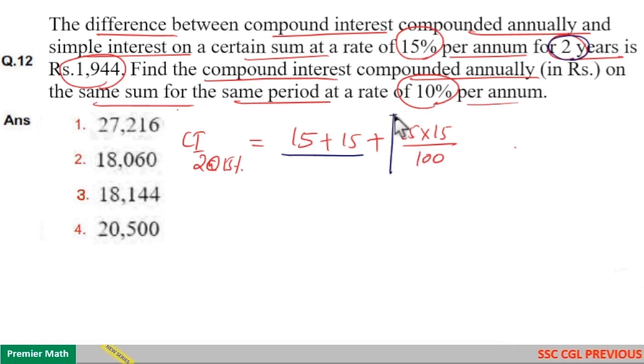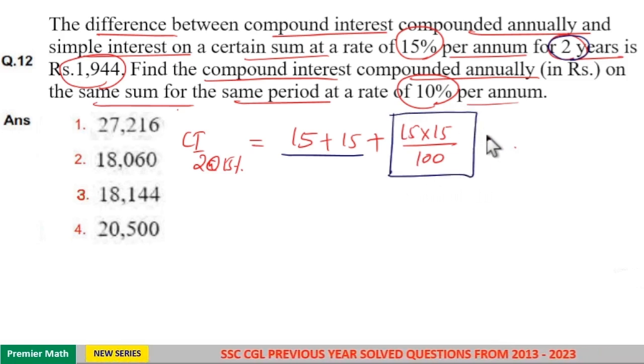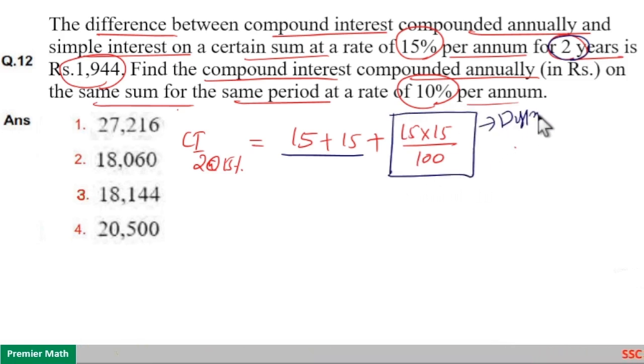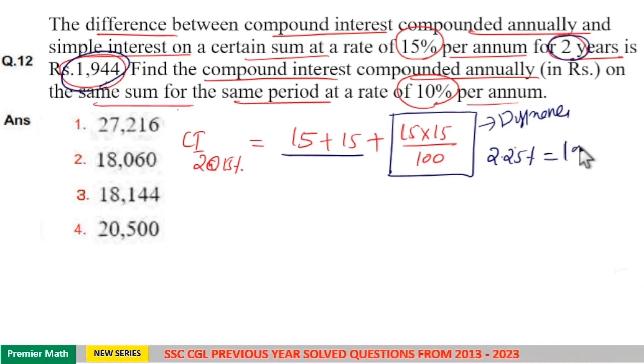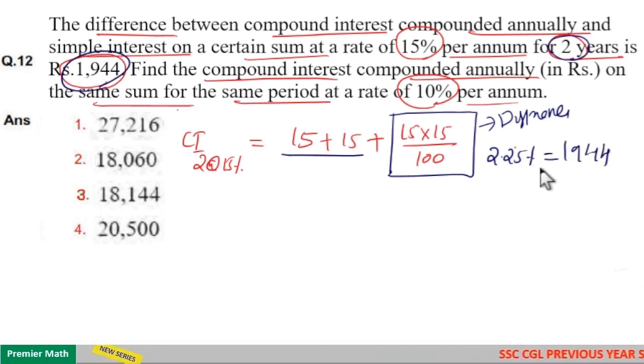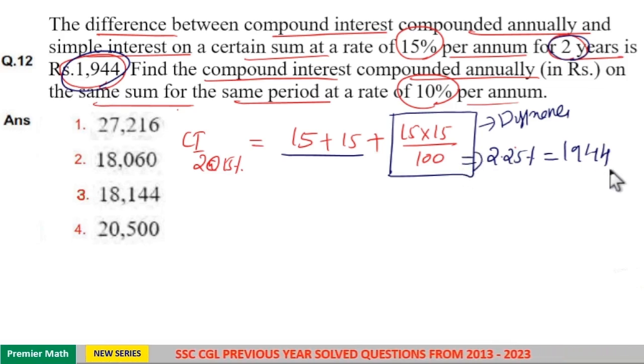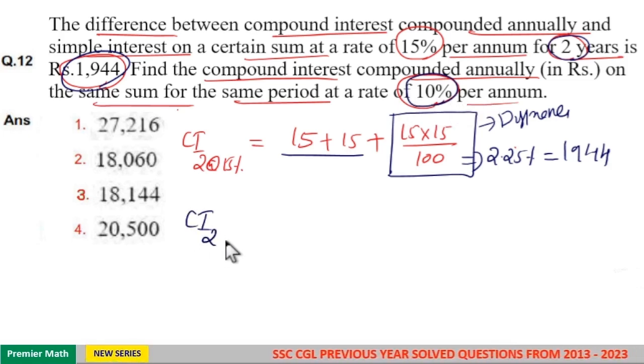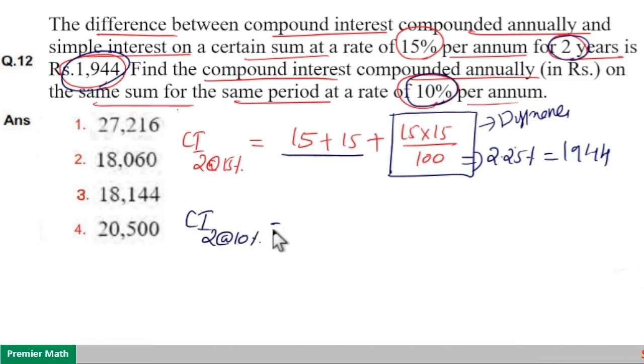Now the remaining is the difference between compound interest and simple interest. That is, here the difference is 225 by 100, means 2.25 percentage. So here the difference is given as 1944. If 2.25 percentage is 1944, then we need compound interest for 10 percentage per annum for 2 years. At the rate of 10 percentage means 10 plus 10 plus 10 into 10 by 100, that is 21 percentage.